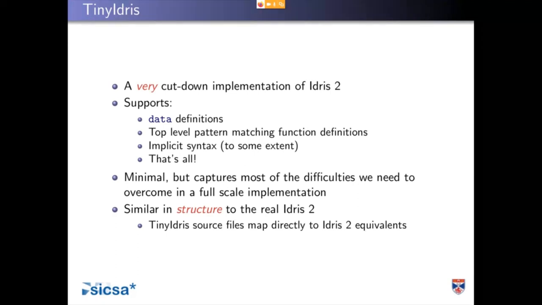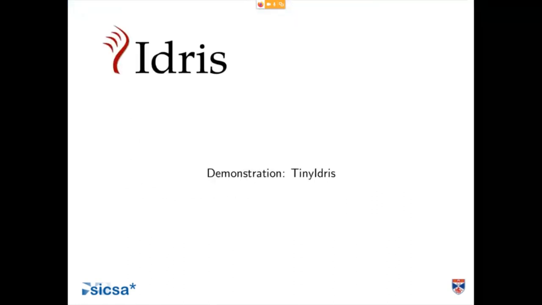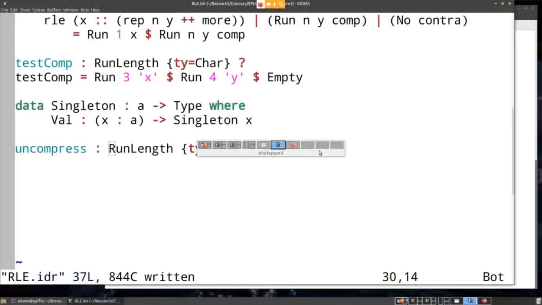Nevertheless, the structure of it is the same as the real Idris 2. So if you can find your way around Tiny Idris, you will be able to find your way around Idris 2. It's just that Idris 2 is bigger. It's the same, but bigger. So the Tiny Idris source files map directly to the Idris 2 equivalents. So just to show you what a Tiny Idris program looks like, and what we're going to achieve here.